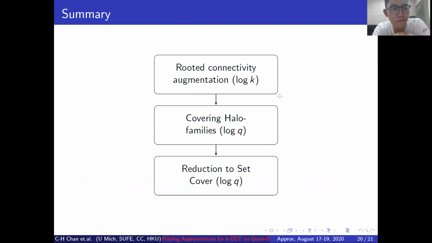Finally, here is the summary of our study. For this problem, we try to decompose it into 3 steps. The first step is the rooted connectivity augmentation, which means that in each round we add one connectivity. To add this one connectivity, we use the hollow set decomposition, then try to find some edges to remove all of the different sets. We also call this problem cover hollow families.